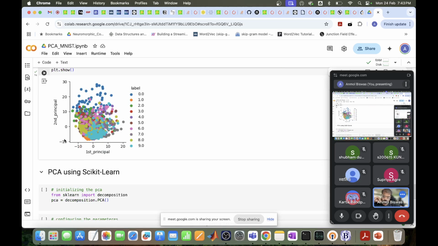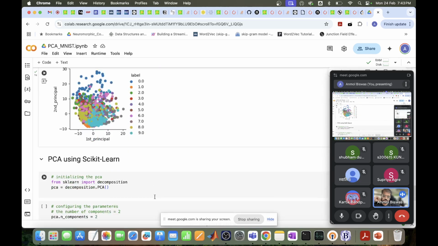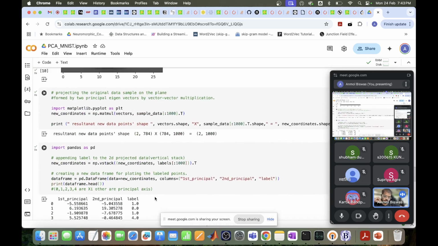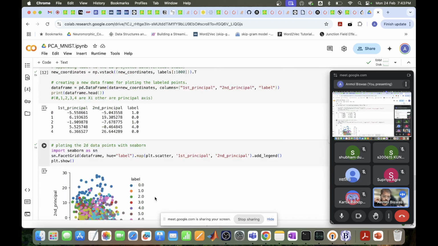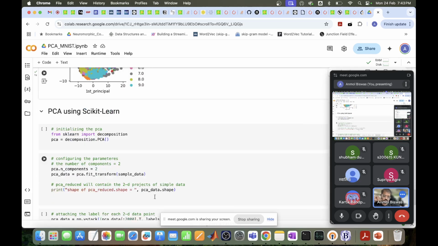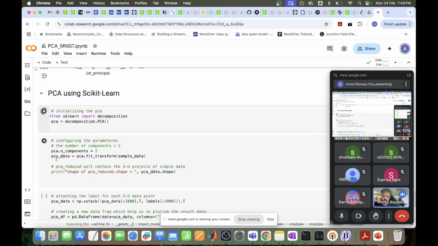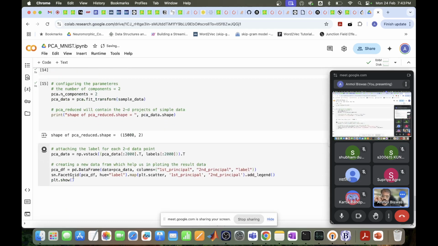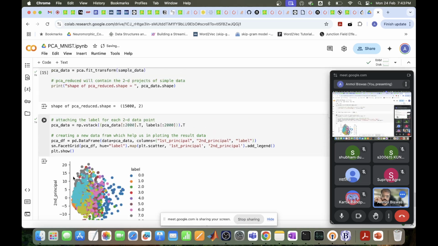So, yeah, it can be a little useful to see this. And of course, when you apply PCA, you can also do dimensionality reduction and reduce the dimensions of the input that goes into your network, right? So that is also one possibility.